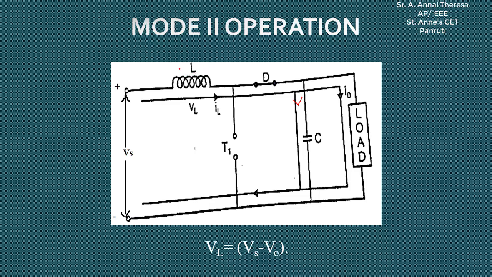Then what will be the voltage across this inductor? That is Vs minus V0. Here the output is V0. So the voltage across this inductor will be VL equal to the supply voltage minus the output voltage. This will be your voltage across this inductor. This is the second mode of operation.